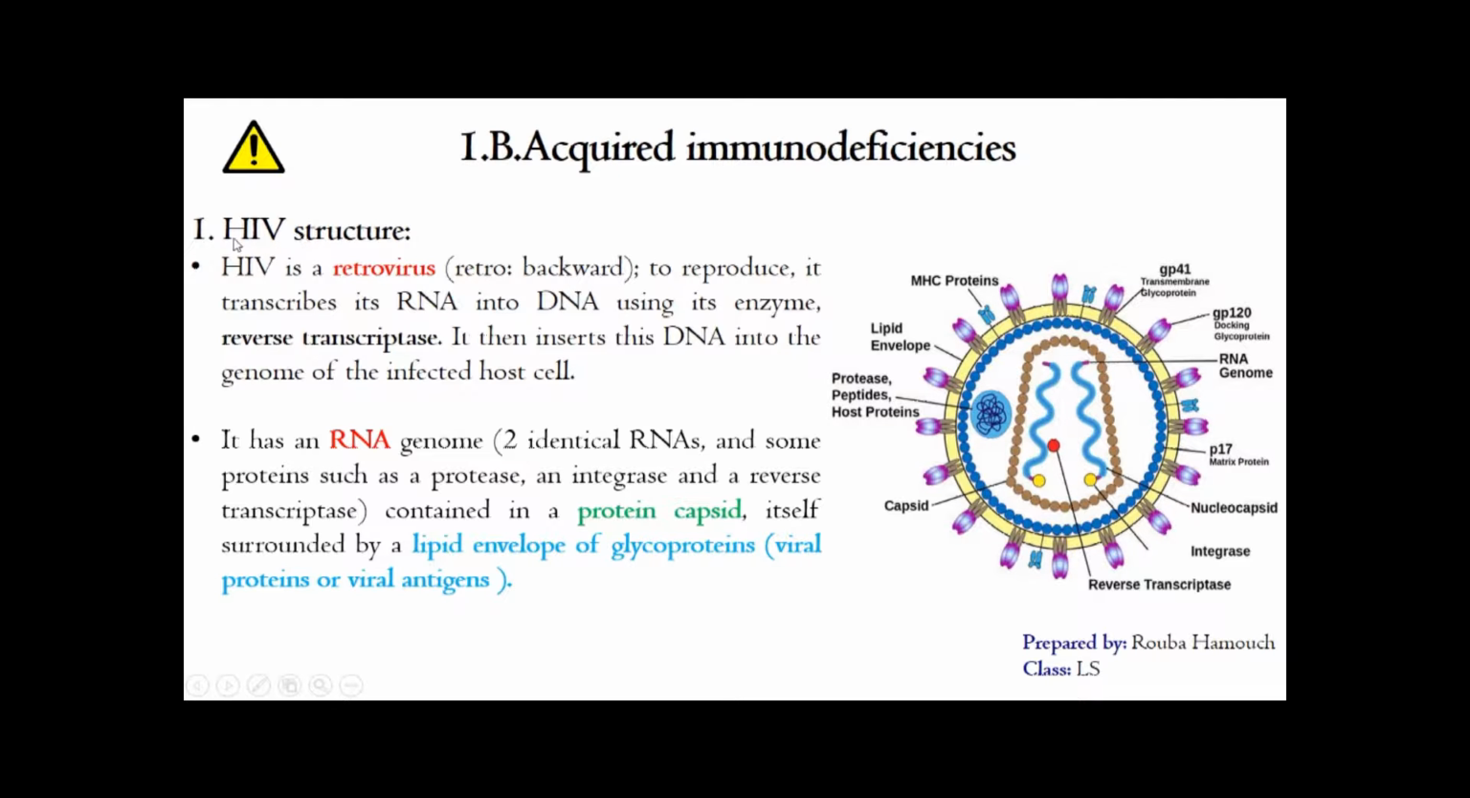So the structure of HIV should be studied and memorized. It is a retrovirus. It contains RNA instead of DNA. It transcribes its RNA into DNA using reverse transcriptase. Once the RNA is transcribed, the obtained viral DNA will be inserted into the genome of the infected host cell, and in this way the HIV multiplies. The envelope of the HIV virus presents glycoproteins. The glycoproteins are called viral antigens that are recognized by the immune system.